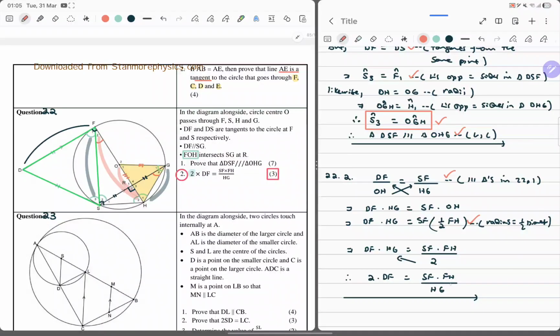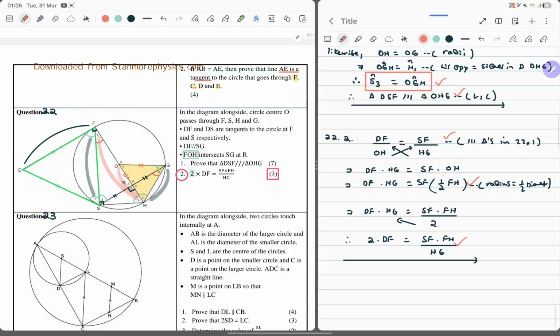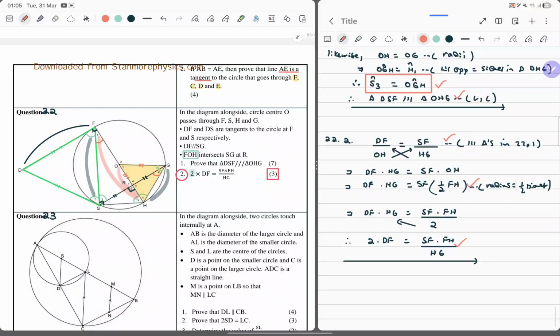This one, that one. Yeah. There's nothing else left to be done. So easy 10 marks, guys.